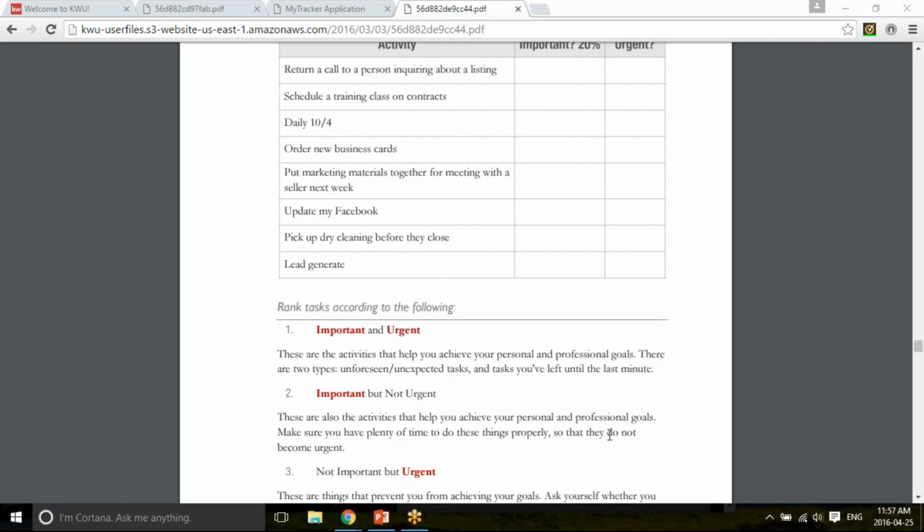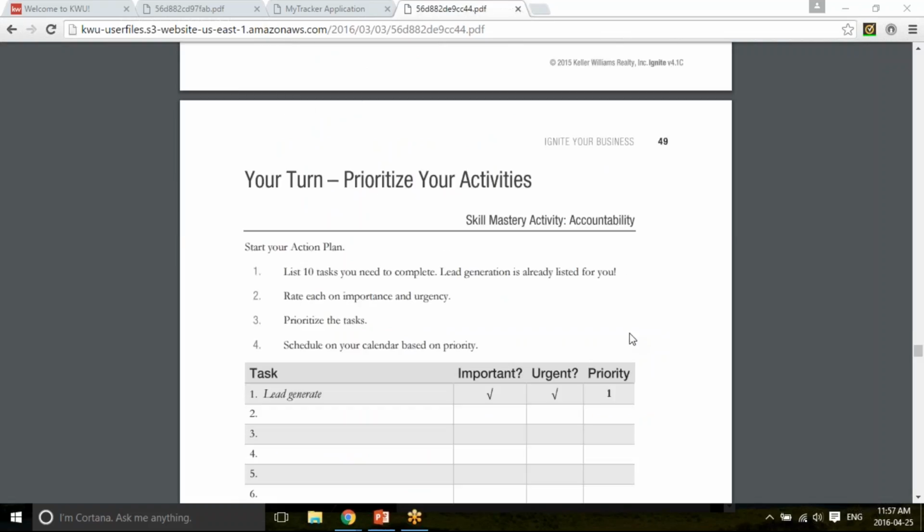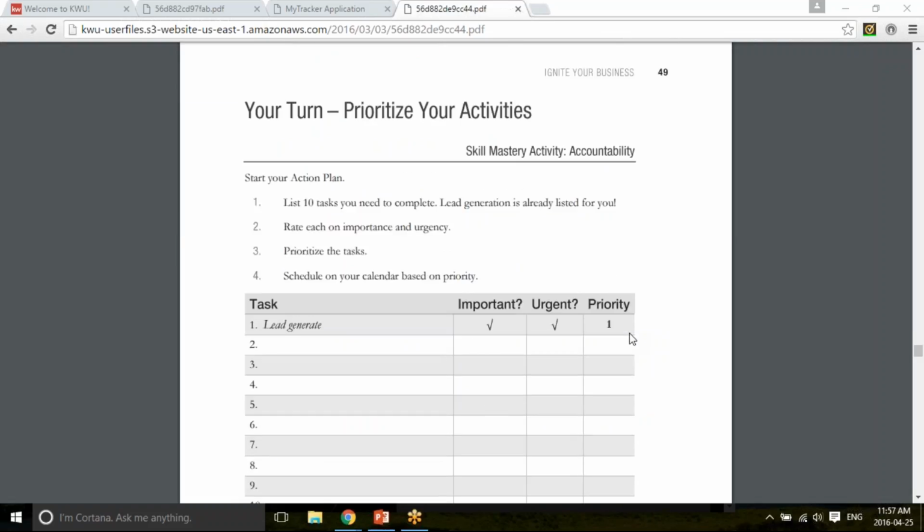So on page 49, what I would ask you to do is to take this sheet, copy it, download it, print it, whatever you're going to do, and use this as your daily task list. You've got your daily 10-4, but in addition to that, you do have things you need to actually get done that day after you finish lead generating. The idea behind this is to keep you out of the weeds. It's to keep you from making shiny binders. It's to keep you from organizing and doing busy work.